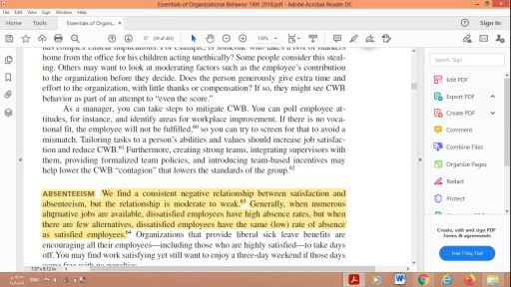Generally, when numerous alternative jobs are available, dissatisfied employees have a high absence rate. But when there are few alternative opportunities to leave the organization for another job, dissatisfied employees have the same low rate of absence as satisfied employees.